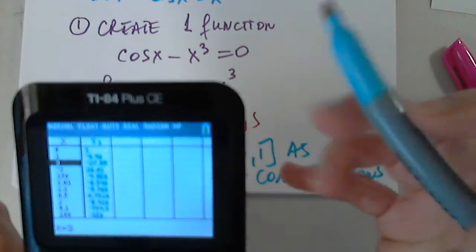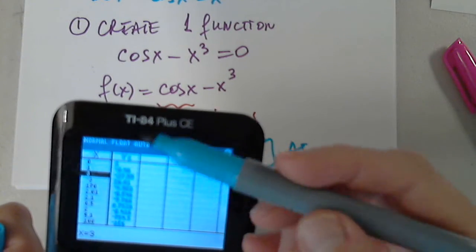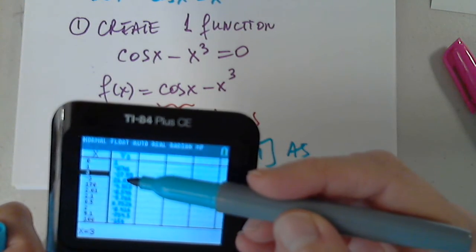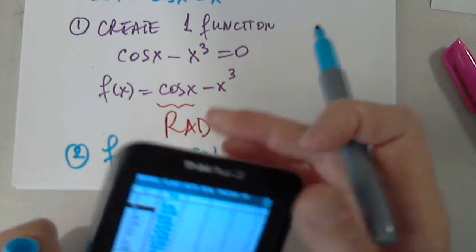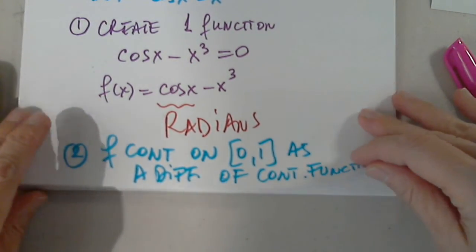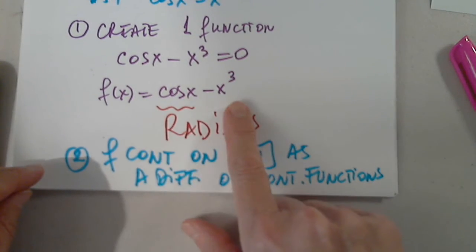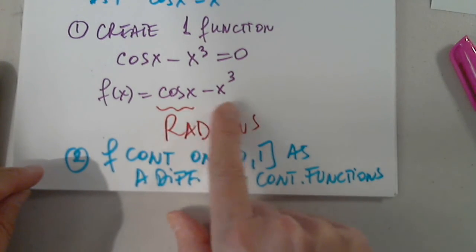Why do I pick 0, 1? Because I have exactly what I need. Between 0 and 1, the function at 0 is positive and at 1 is negative. So obviously, that's all I care about. As a difference of continuous functions, this is continuous everywhere and this is continuous everywhere. So the difference is continuous everywhere.